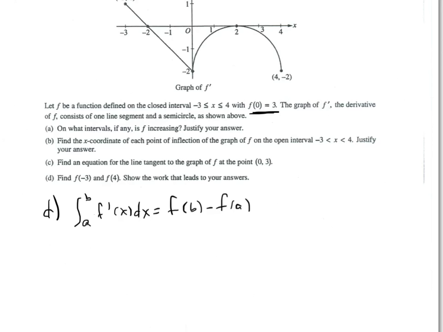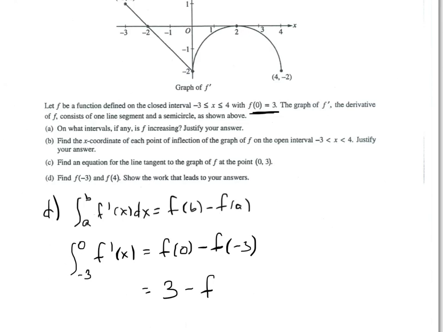So what do we have? For f of -3, we can set up the integral from -3 to 0. I'm using 0 because that's what we have. You could also go from 0 to -3. I just like to go in order. The integral of f prime of x should be equal to f of 0 minus f of -3. So what values do we have? We know f of 0 is equal to 3. We're looking for f of -3, and we can certainly calculate this integral based on our graph.